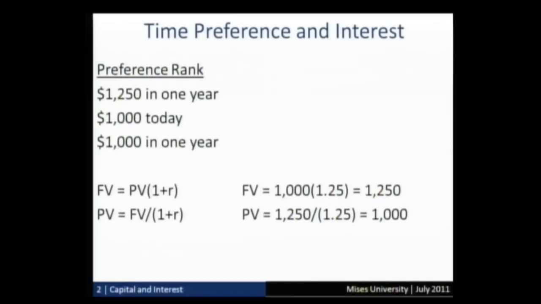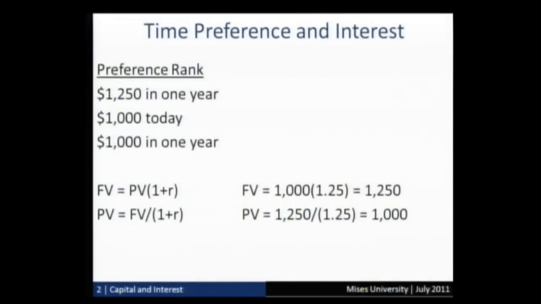I can take either option, right? I can trade at par either $1,250 in the future, which I might get from selling something in the future, for $1,000 today. So that's what these calculations show, right? Just the simple calculation of future value, the present value compounded by the rate of interest, and the present value, the future value discounted by the rate of interest. These are equivalent calculations.